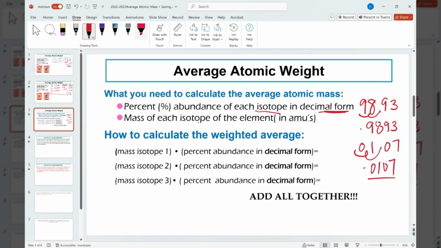You need to know the mass of each element's isotope. And it's pretty simple. Take the mass of isotope 1, multiply it by its percent abundance in decimal form. Mass of isotope 2, multiply by its percent abundance in decimal form. And if you have a third isotope, you would do the same thing, and then you're just going to add them all together. The problem may tell you what the element is, or it may not. So this is when you would need your periodic table.